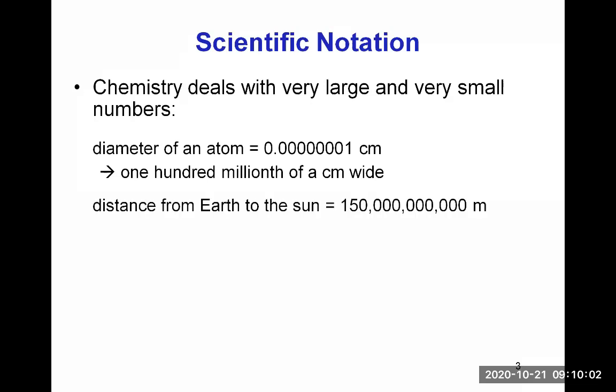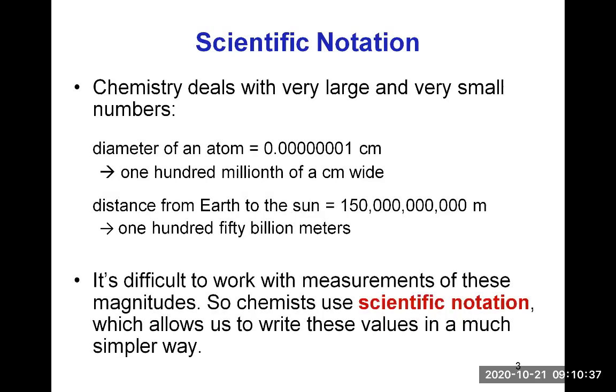Another example, the distance from Earth to Sun is 150 billion meters. It's a lot of zeros, and it's more likely that you can drop a zero, especially if you don't use those commas every thousands, hundred thousands, etc. To avoid having to write such long numbers with so many digits, or especially so many zeros, scientists and chemists use scientific notation, which allows us to write these values in a much simpler way.